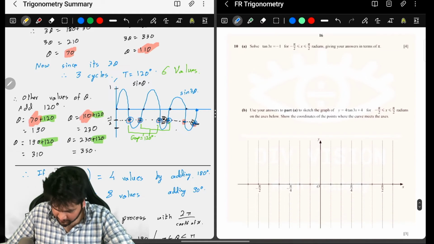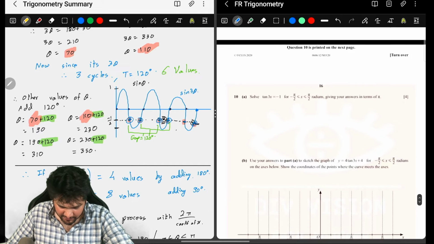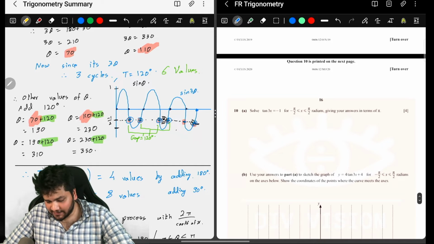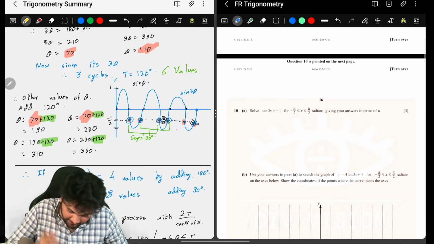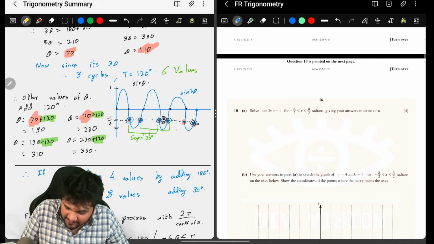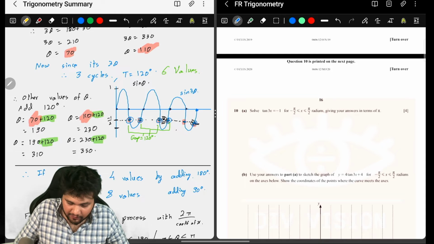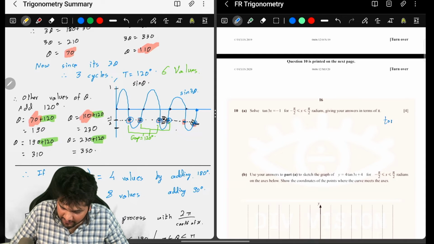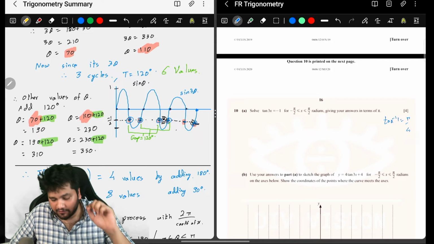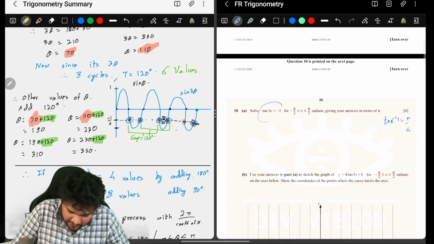I think it's the last one. No, actually we have something else also. So here, tan 3x is equal to minus 1, giving your answer in terms of pi, whatever the values are. As you can see, it is tan 3x is equal to minus 1. So we will just take tan inverse of 1, and tan inverse of 1 is nothing but pi by 4. Even if it is negative, I'm just taking the first quadrant value.